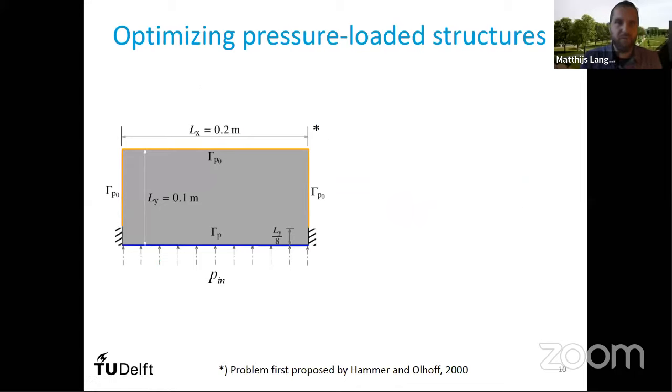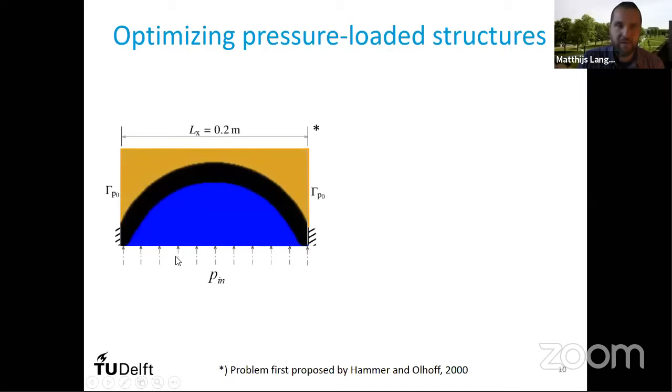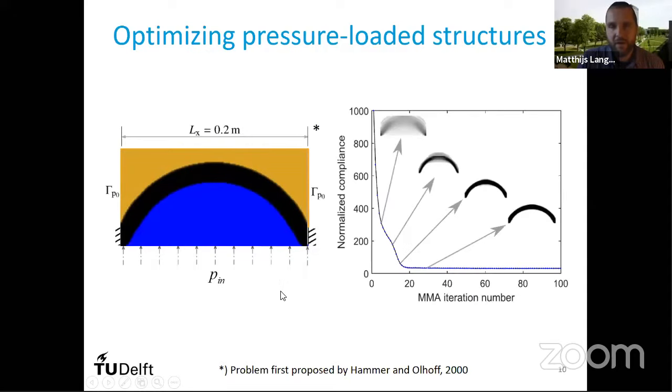Okay, time for some examples. First, I will show an example which is more a benchmark problem. This is the compliance minimization problem under a pressure load coming here from below. And the solution, this is the expected classical solution, is a kind of arch. And if we look at the evolution process of the optimization, we see that we get quite a nice convergence that looks promising.